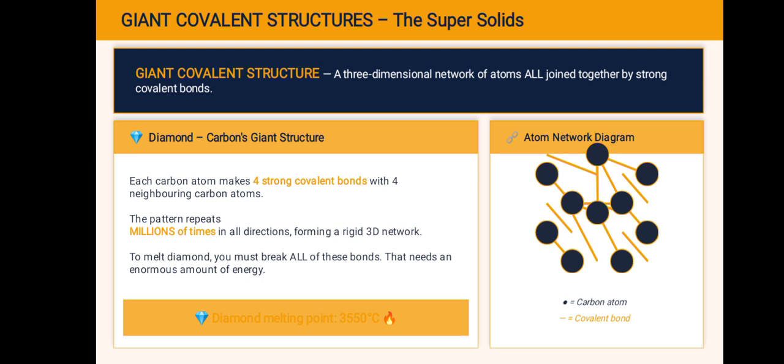Now think what happens when you try to melt diamond. To melt it, you need to separate the carbon atoms from each other. But every single one of those atoms is held by 4 strong covalent bonds. You need to break all of those millions of bonds between different carbon atoms, and breaking all of those bonds requires an enormous amount of heat. That's why diamond's melting point is 3550 degrees Celsius, hotter than the surface of the sun. And that is also why diamond is the hardest natural substance on earth. Those covalent bonds hold every atom so tightly that nothing can scratch it.